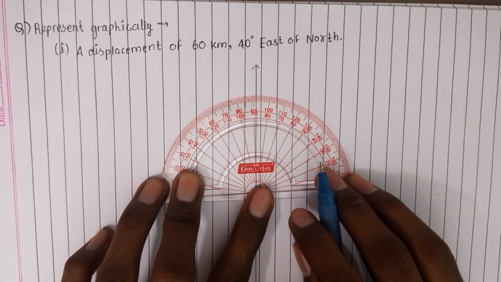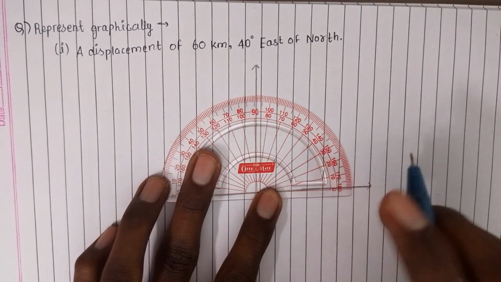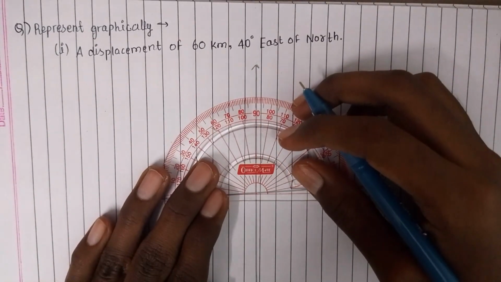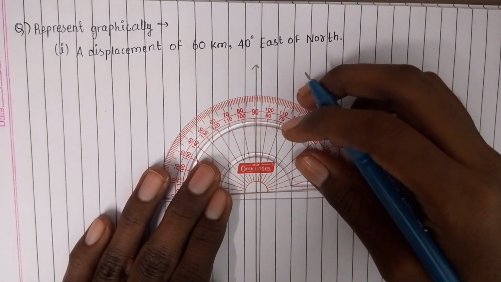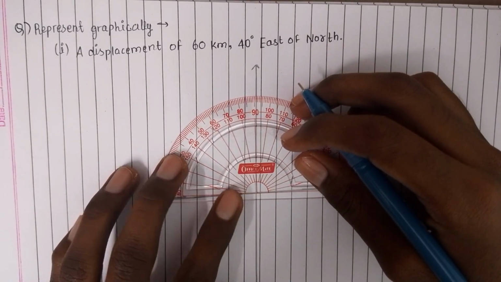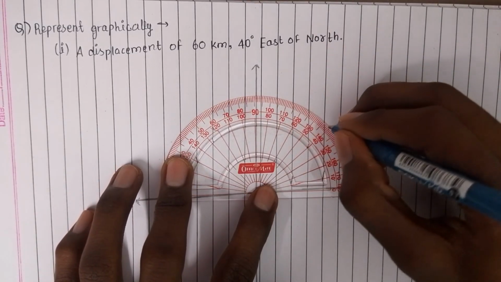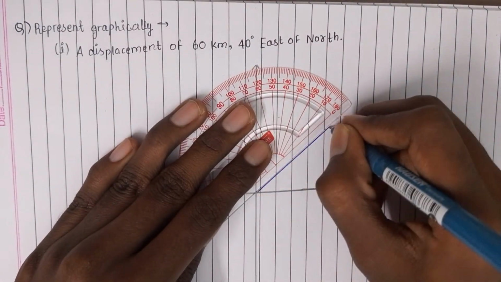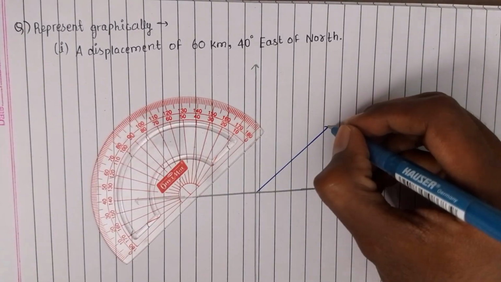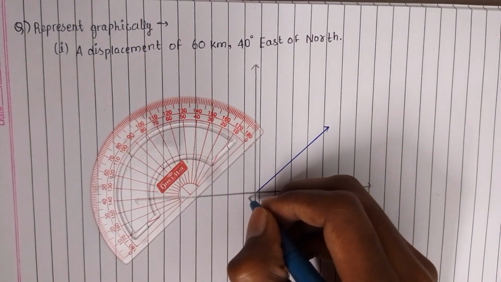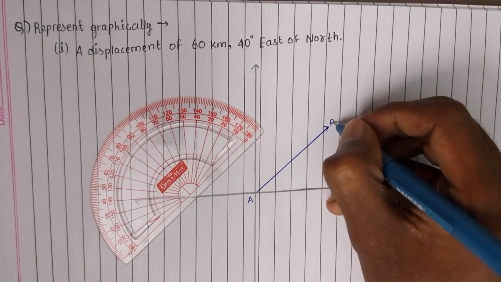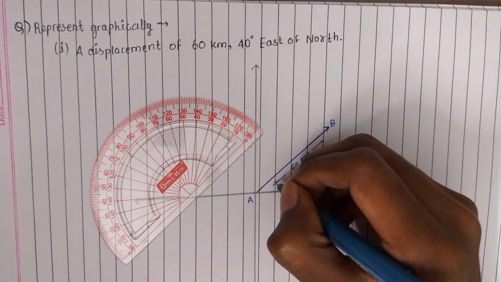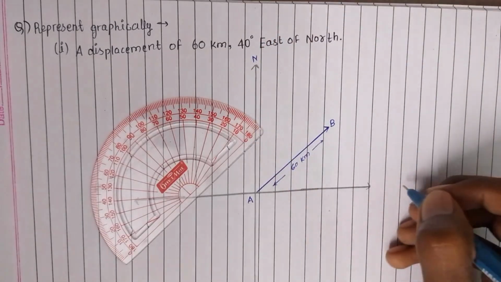We protect this. This is our symbol. Oh no, I forgot the mark. Yeah, there we go again. Let's say this one is vector A. This is 60 km and it is east of north.